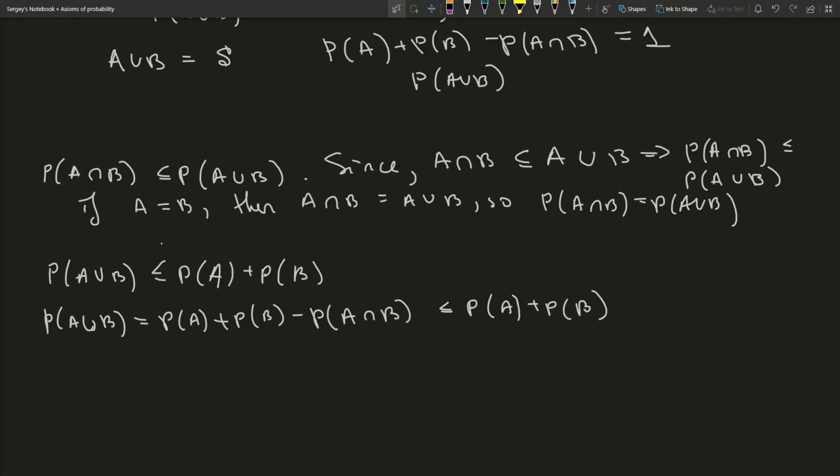And the only time where we're going to have a strict equality is if probability of A intersect B is 0. So in other words, A intersect B is the empty set.